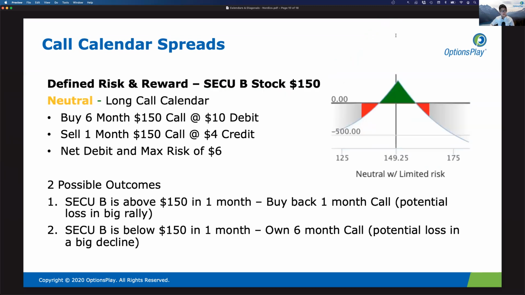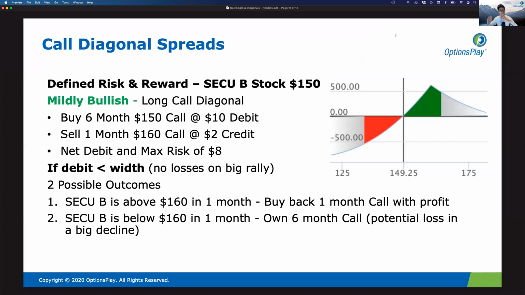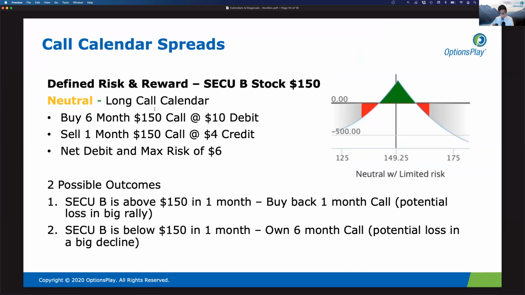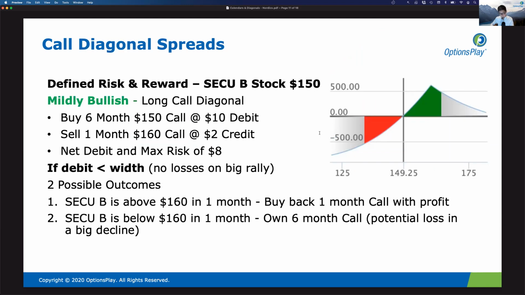And that's where you can choose between trading a calendar spread if you think you're more neutral in the short run, or if you have a slightly bullish tilt in the short run, you can trade a diagonal spread. Now, there is one thing that you have to pay attention to when you're trading a diagonal spread. In the calendar spread, both options have the exact same strike price. But in a diagonal spread, you have different strike prices. So what you have to pay attention to is the debit that you're paying on a diagonal spread: if it's less than the width, you will not see any losses, even if the stock shoots up very quickly.